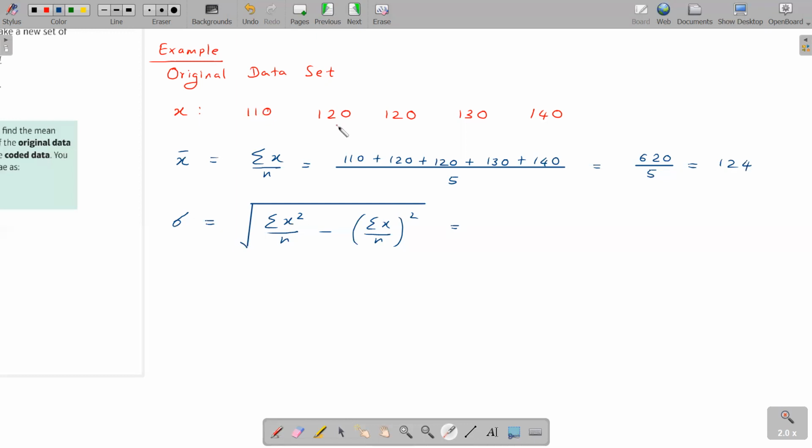110 square plus 120 square plus 120 square plus 130 square plus 140 square. So you add everything and that gives you sigma x square. Can I know how much is sigma x square? 77,400. Is that correct? Divide by n. How much is n? n is 5. Minus sigma x. Sigma x is 620 over n, 5, whole thing square.